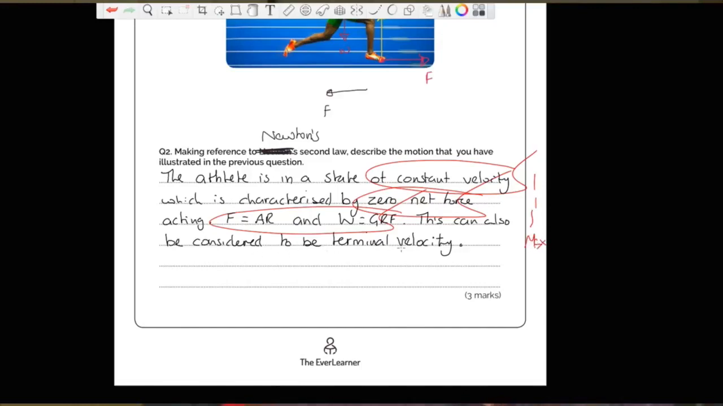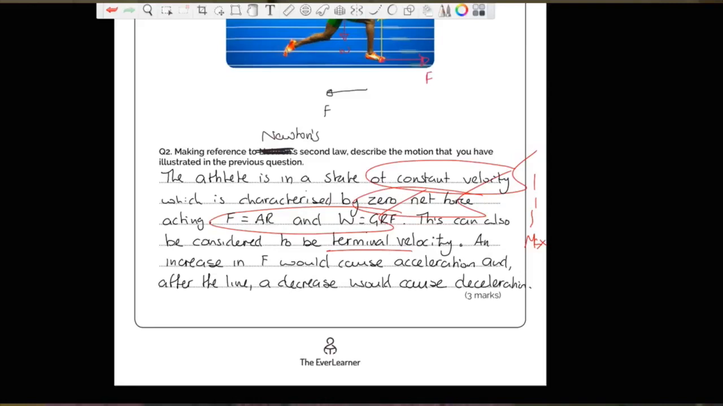This can also be considered to be terminal velocity. Terminal velocity means top speed, by the way. It's a nice term for you to learn. But I could go further with my answer and say what would happen if something changed. An increase in friction would cause an acceleration. And after the line, so after he's finished, a decrease of friction would cause deceleration, because of course air resistance would be greater than friction. But I've already got my max up there, and we've done well.